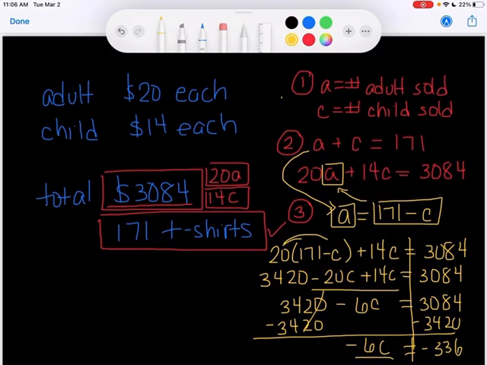Well, my last step will be to divide by this negative 6. I know I'm running out of space. But when I divide by negative 6, I get C equals 56.